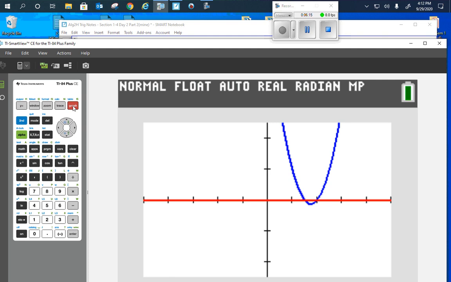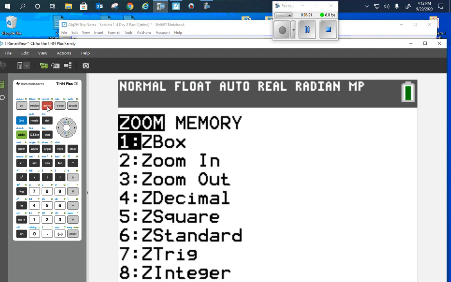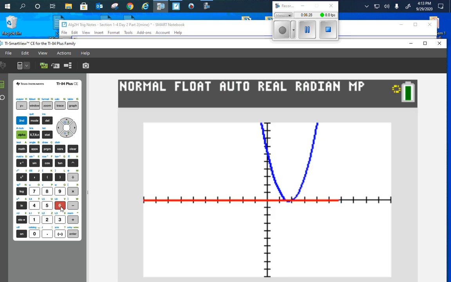I want you guys to graph them in a 10 by 10 window. So the nice fast thing to do for that, guys, is if you'll hit the zoom button and you say zoom standard, which is 6, it's always a 10 by 10 window, counting by 1. That means each and every single one of those tick marks is 1.